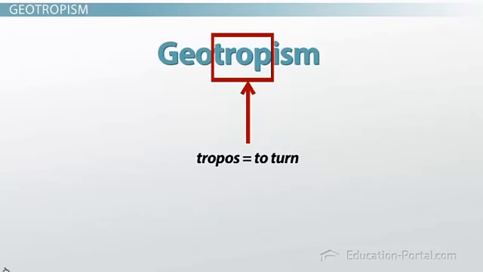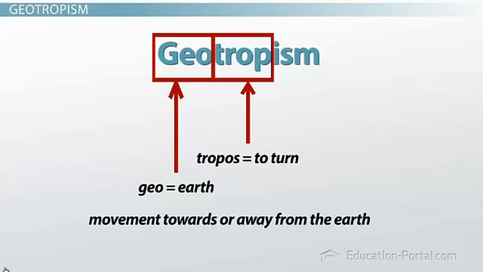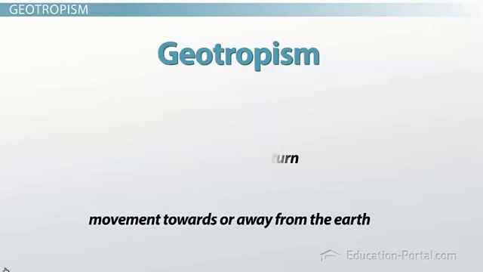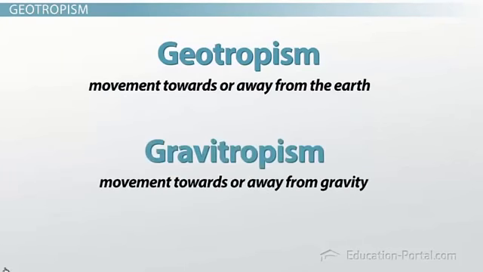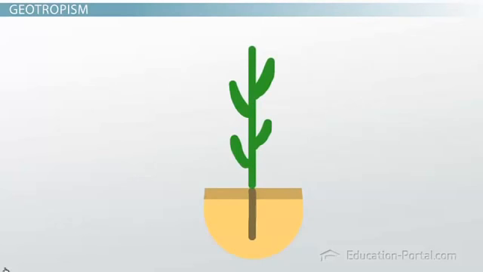We know that tropos means to turn, so we already understand the second half of the word. Geo may sound familiar because of words such as geography and geology. Geo means earth. Therefore, geotropism is movement towards or away from the earth. You may see geotropism used interchangeably with gravitropism, which is the movement towards or away from gravity. Examples of geotropism include the downward growth of roots and the upward growth of shoots.